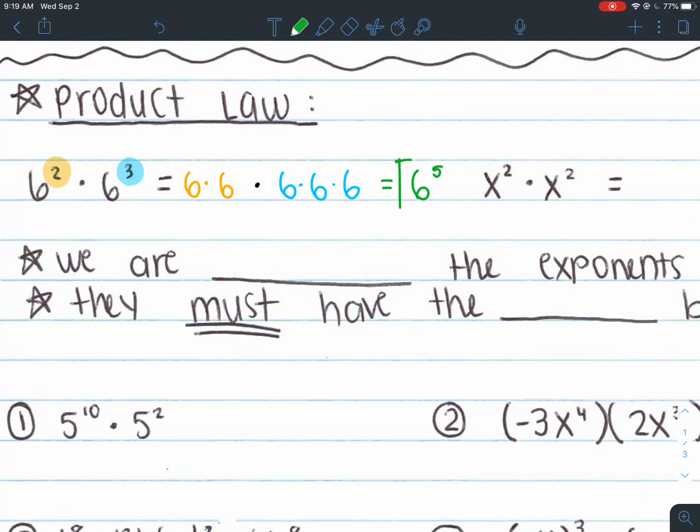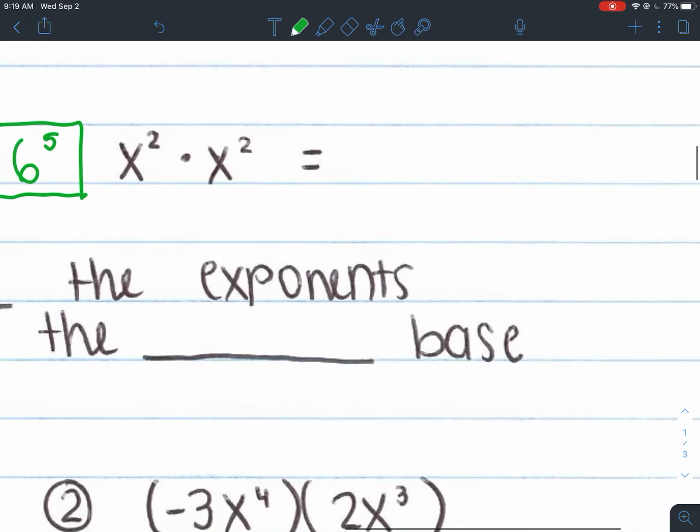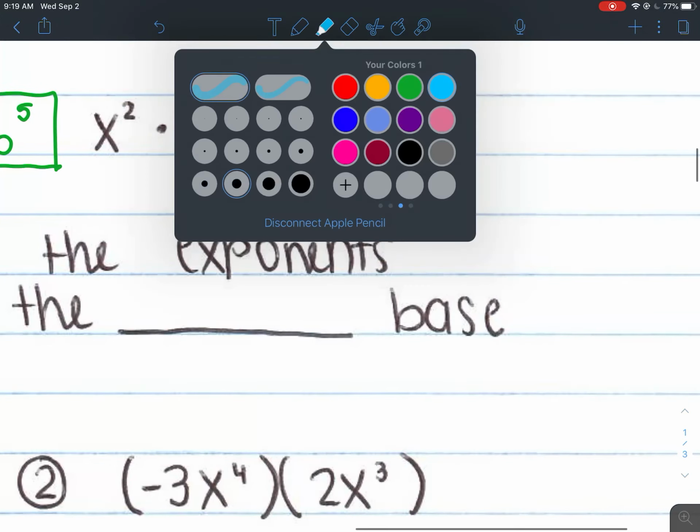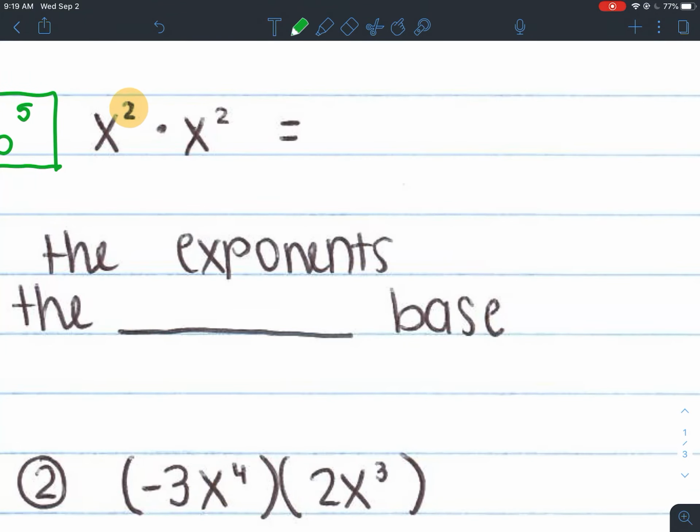Okay, so maybe you see a pattern already. And we kind of talked about it when we were multiplying exponents a little bit. All right, let's talk about x squared times x squared. Well, x squared means, and I'm talking about that first term here, I have x times itself 2 times.